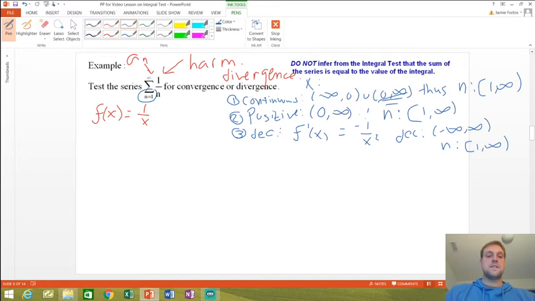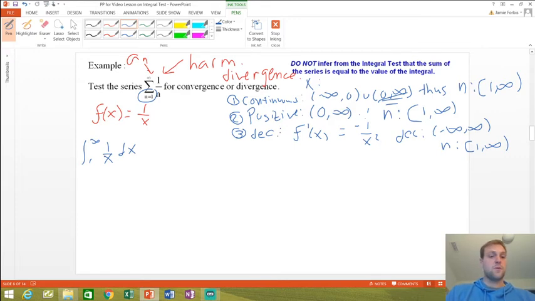So if that's the case, then I can do the integral test. Now the integral test simply says if I were to take the integral from 1 to infinity of my function that I have defined, which is 1 over x, if that is convergent, meaning if that equals a number, then my series is also convergent. If that equals anything other than a number, like infinity or does not exist, then my series is also divergent. So we're going to go through the motions, and this is an improper integral.